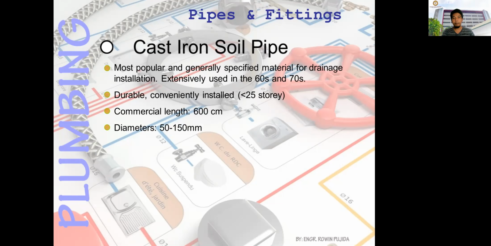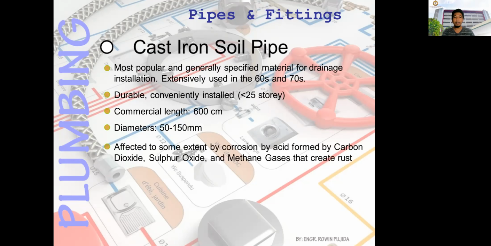Okay. Affected to some extent by corrosion, by acid form, by carbon dioxide, sulfur oxide, and methane gases that create rust, since this is installed below ground level. Okay, so this is the picture or sample of the cast iron pipe.